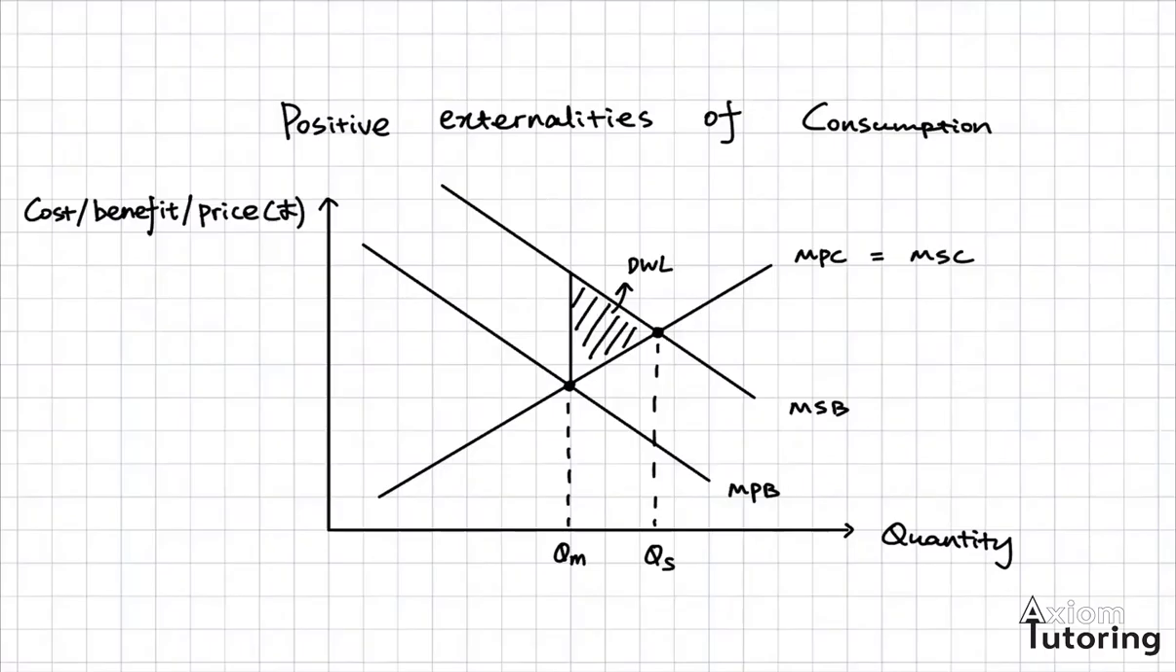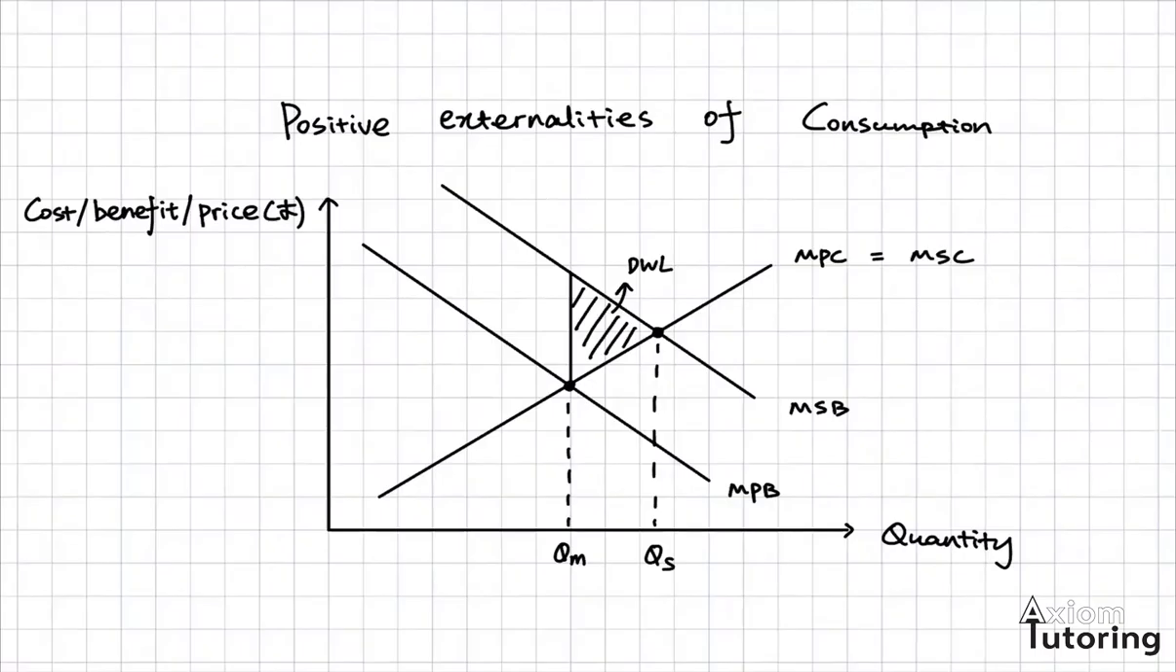And the market equilibrium occurs when MPB equals MPC, while the socially efficient quantity occurs when MSB equals MSC. Since the market ignores external benefits, the market quantity is too low compared with the socially efficient quantity. This creates underconsumption and causes that deadweight loss that we label in this diagram.